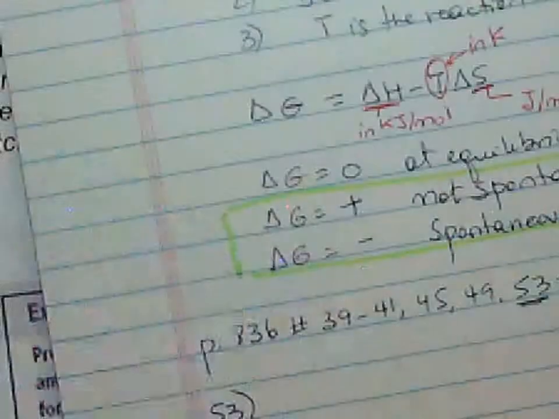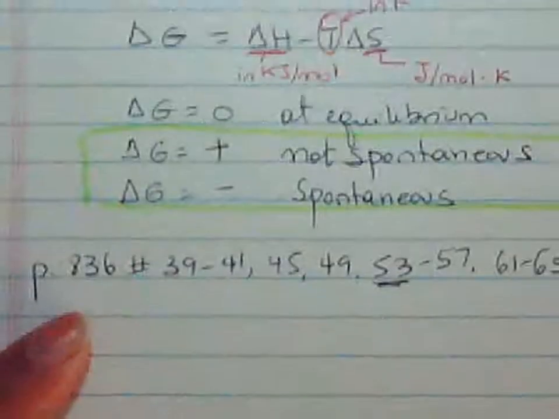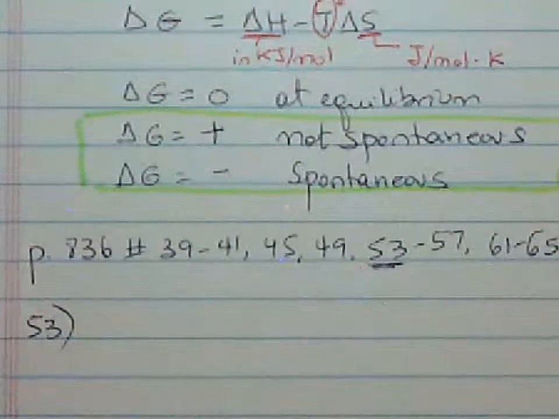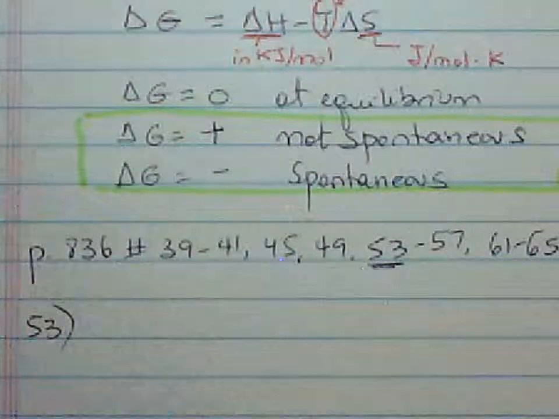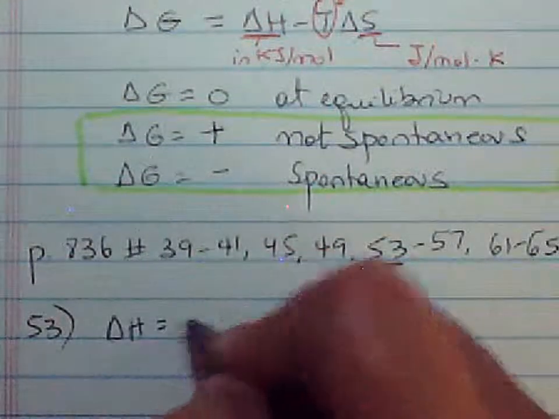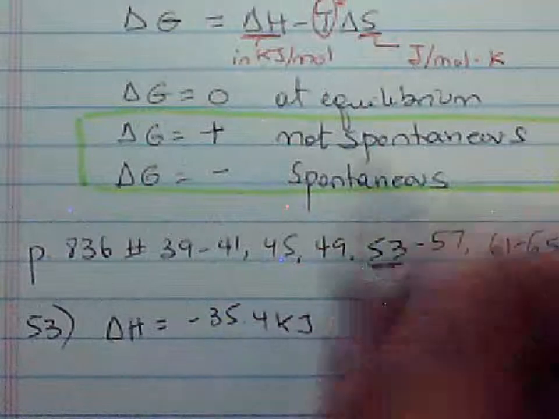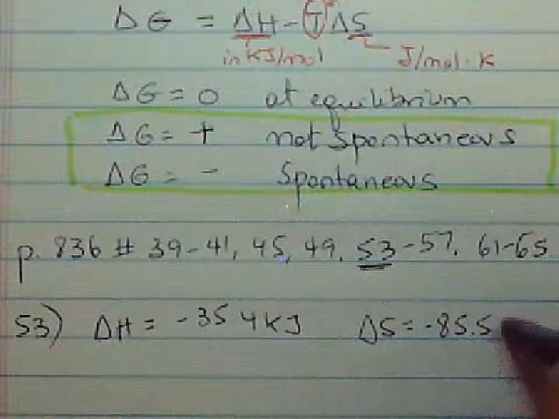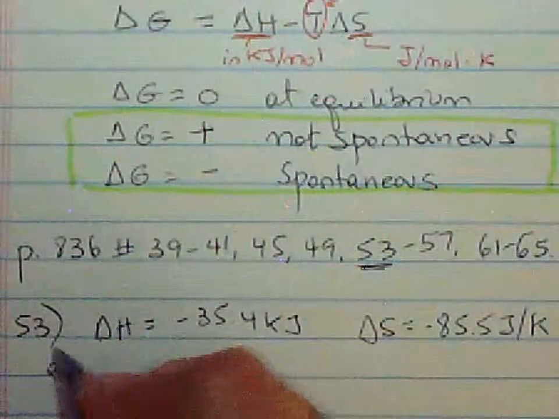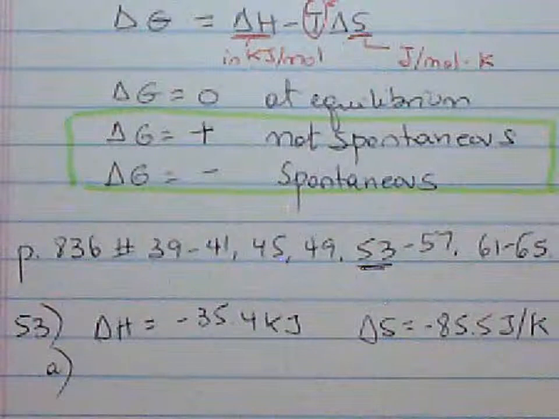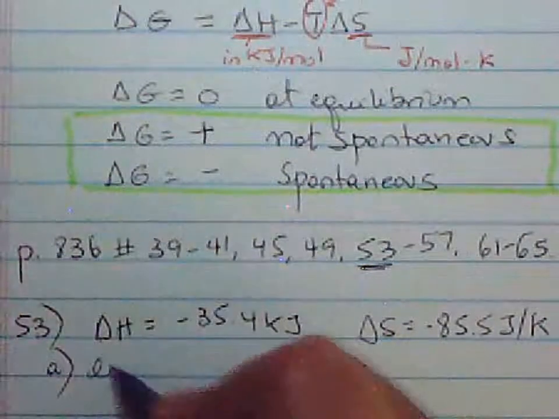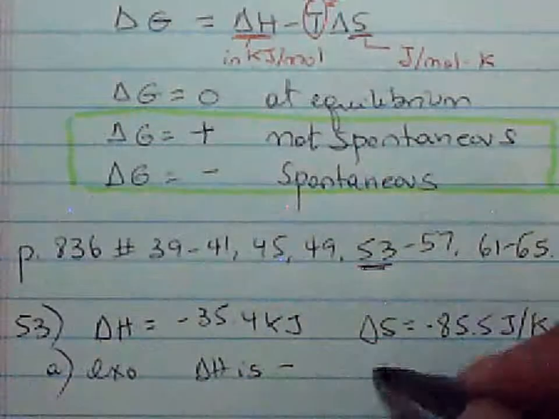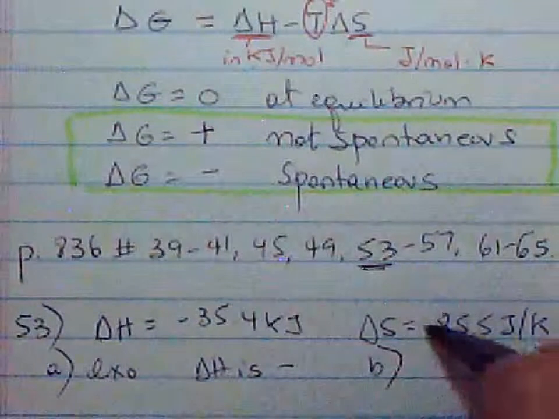Let me move the book and let me write down some of these things on paper so that you can see how it's done. Yeah, that's not much better, but let's see what we can do. Alright, so they're telling me delta H is negative 35.4 kilojoules. They tell me delta S is negative 85.5 joules per Kelvin. Alright, so first things first. Is it exo or endothermic? Why? Delta H is negative. Alright. Okay, then B. Are we becoming more or less disorganized?